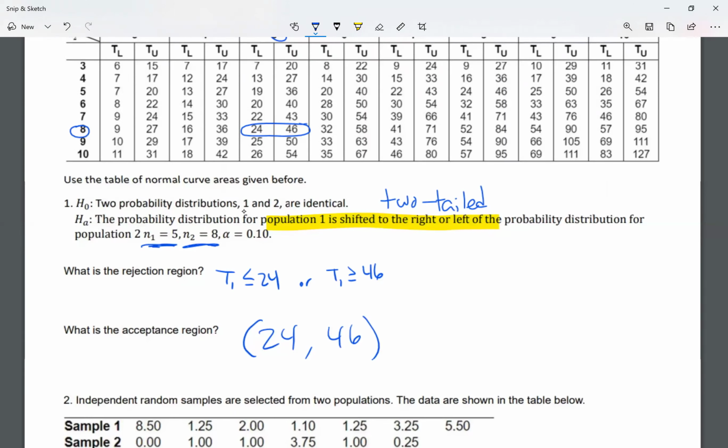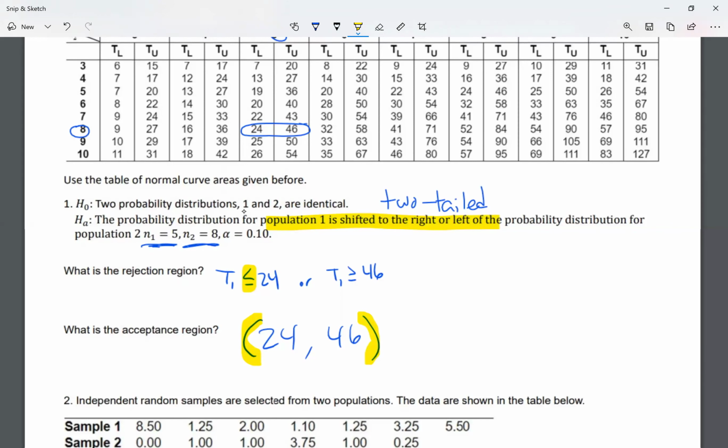So remember, my acceptance region is in between 24 and 46. My rejection region is obviously outside of that acceptance region. Now, some people might say, what if I get exactly 24? Well, it is rejected. Let me tell you why. Do you see how on the inequality I said less than or equal to 24? So it gets rejected. On the acceptance region, look, I'm using parentheses.